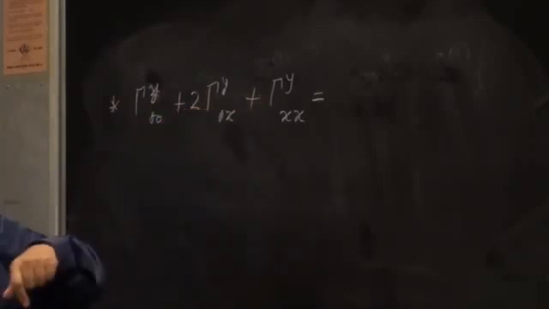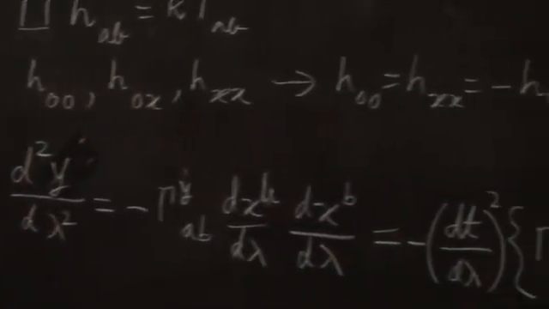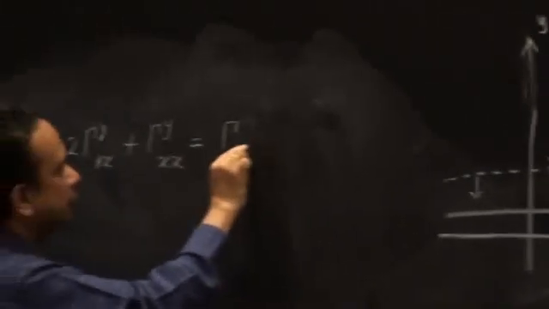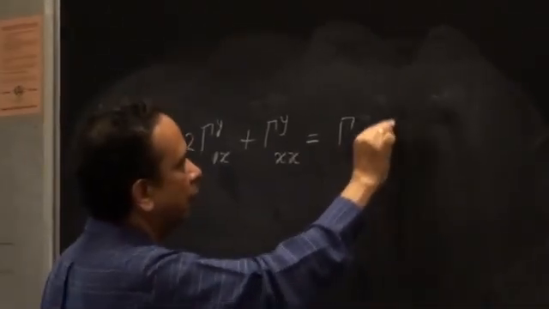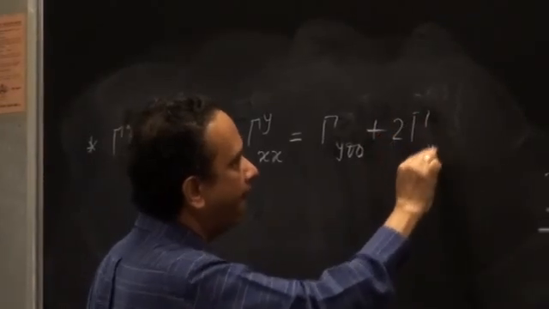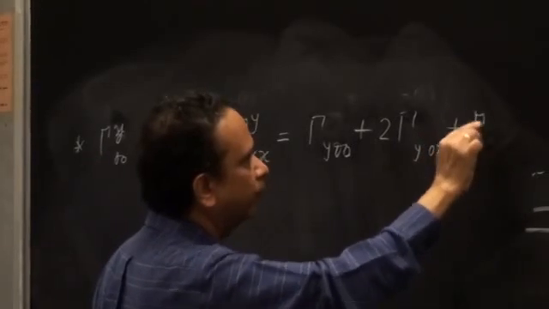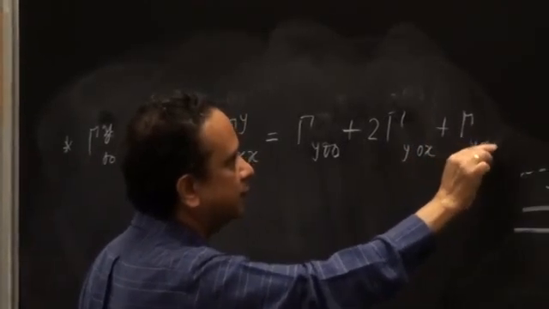This is easy to do. There is a g^yy term for raising each one of them. The metric gets perturbed only in the t-x sector, so as far as y is concerned, I don't care. So that is going to be Γ^y_00 plus 2 times Γ^y_0x plus Γ^y_xx.